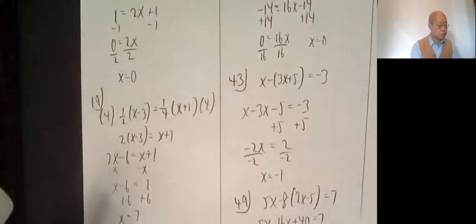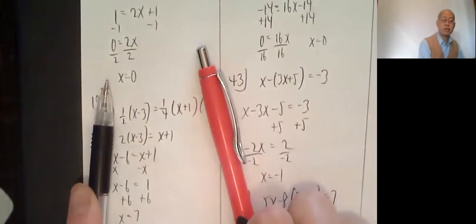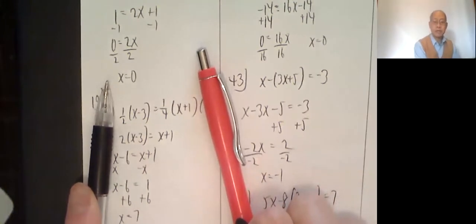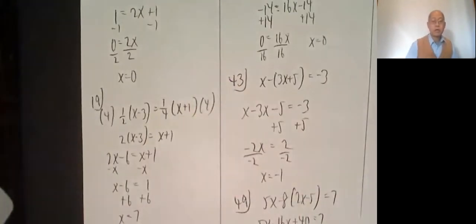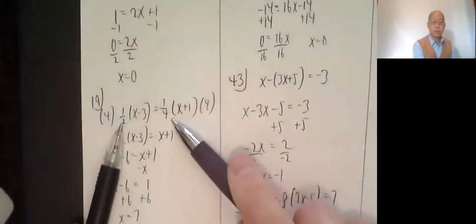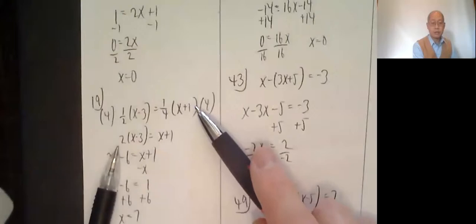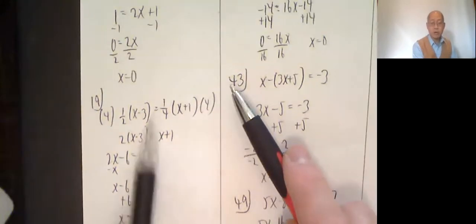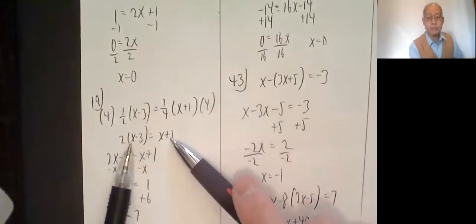Okay, 19 starts off like this with fractions. 1/2 times x minus 3 equals 1/4 x plus 1. This time I don't think I want to distribute because I'll be stuck with fractions. Instead, I'll multiply both sides by 4, which is a common denominator between 2 and 4. That'll get rid of the fractions. So 4 times 1/2 is 2. 4 times that 1/4 would just cancel to become 1. So I have a much easier equation, as you can see.